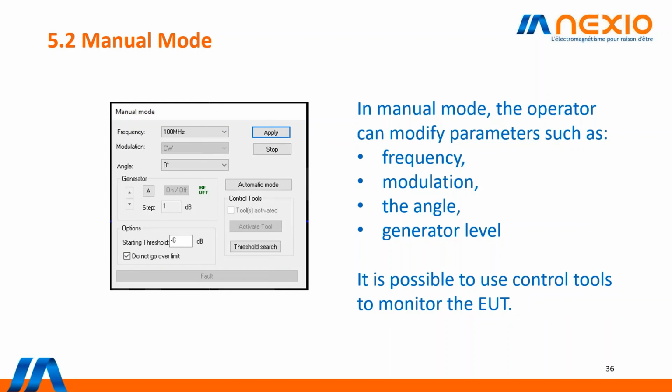So the manual mode. In manual mode, the operator can modify parameters such as frequency, modulation, the angle, and the generator level. It's possible to use control tools also to monitor the EUT.